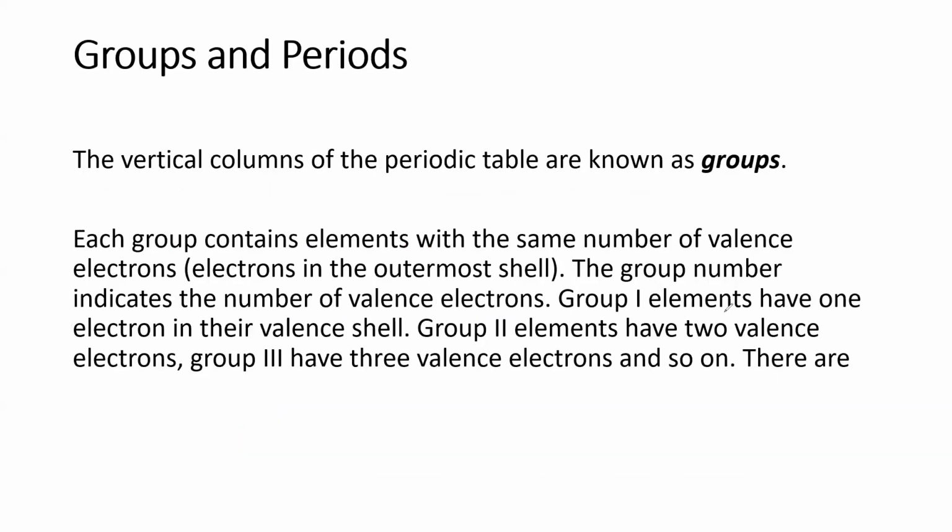So we are going to look at groups and periods. What are these groups and periods? The vertical columns of the periodic table are known as groups. Take note of that. The vertical columns. You know what I mean by vertical? Upright. The vertical columns are known as groups, while the horizontal rows are known as periods. But we are going to be talking about groups for now.